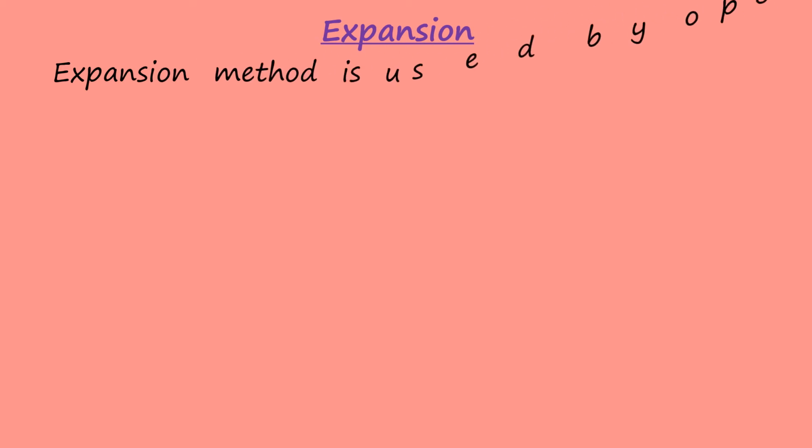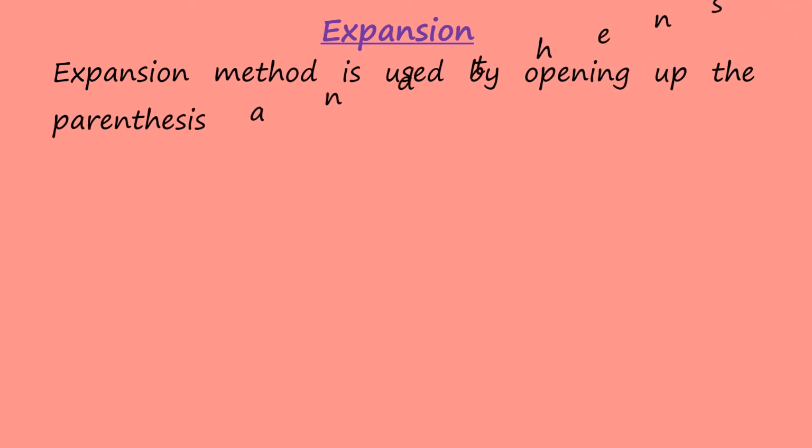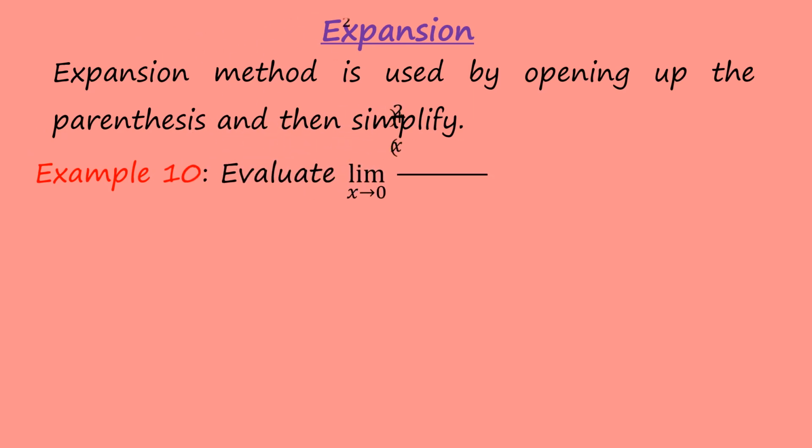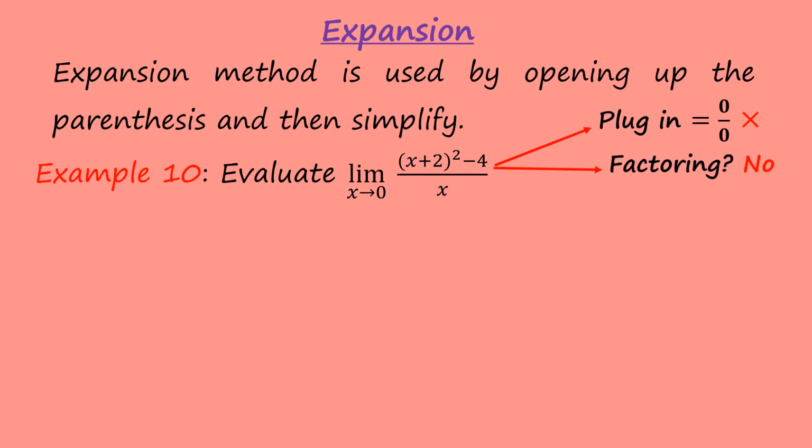Next, we have the expansion method. The expansion method is used by opening up the parentheses and then simplify. We have this example, but before we proceed, we need to ask ourselves some questions. The first is that the plug-in method will not work because we are going to get 0 over 0. Then the next thing is that the factoring method will not work because there is no way we can factorize that.